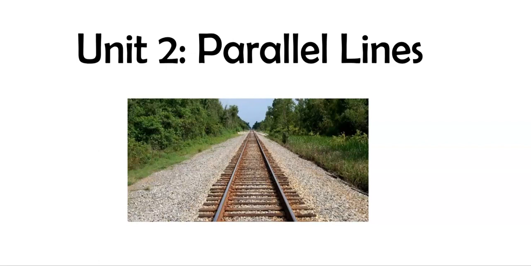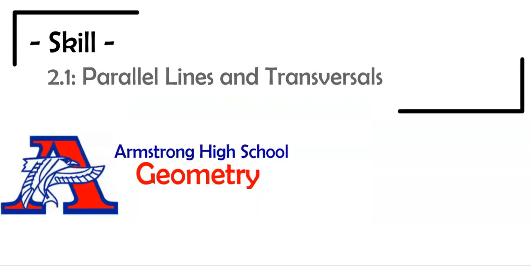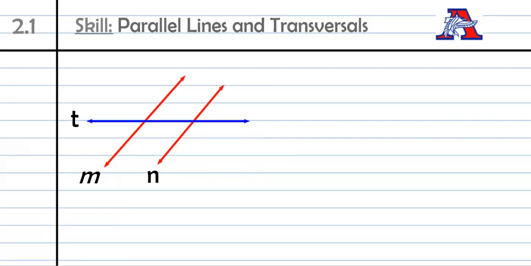So we're going to be talking about parallel lines in this unit. And our first lesson is where we start to discover what happens when we have parallel lines and then something called a transversal. So there's going to be a whole bunch of new vocabulary in this lesson, and then we're going to get to use it a little more as we go forward.